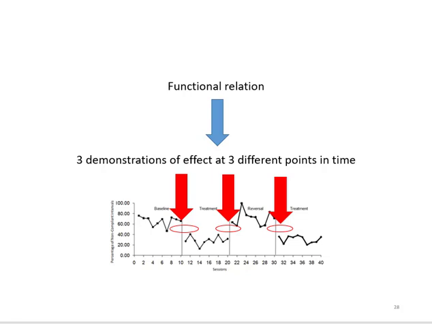On the slide is an AB-AB design, also called a reversal, withdrawal, operant, or equivalent time series design, where the percentage of off-task behavior stabilizes at a high level in baseline. Upon introduction of the treatment, the level shifts, indicating on-task behavior. This is one demonstration of effect. The second demonstration occurs when the treatment is faded and behaviors return to a high level of off-task behavior in the baseline. The third demonstration replicates the treatment effect. We have 3 demonstrations of effect at 3 different points in time.